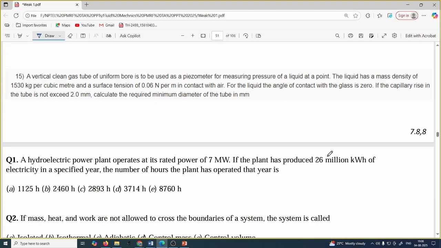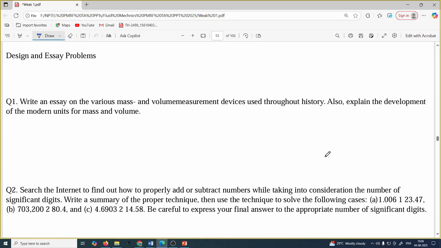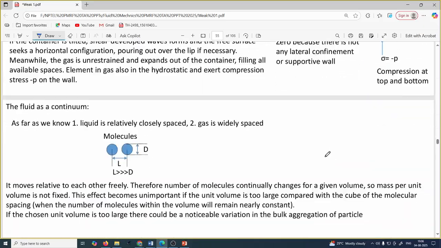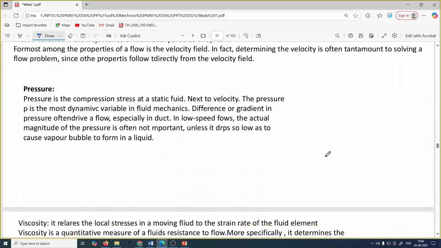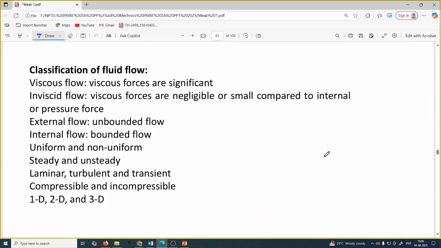These are questions I have already discussed in the previous NPTEL courses. For today I have new questions, which are very important.